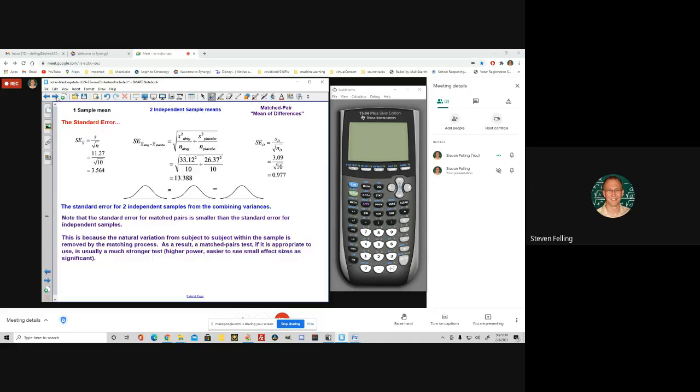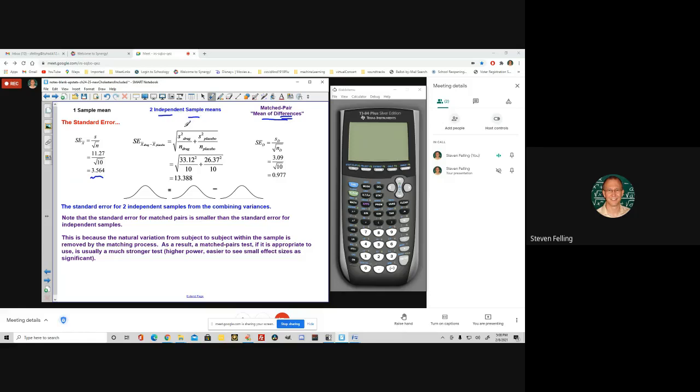All right. Then we have to calculate the standard error. The standard error is s over the square root of n for a single sample. We take the s from the sample divided by the square root of the sample size, and we get 3.514. We can do the same thing for matched pairs, right? We use the same formula. We just always work with the differences. So we take the standard deviation of the differences divided by the square root of the sample size, 0.977. It's more complicated when we do the two sample case.